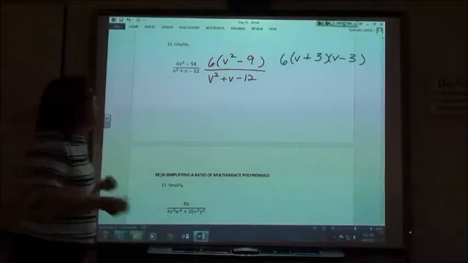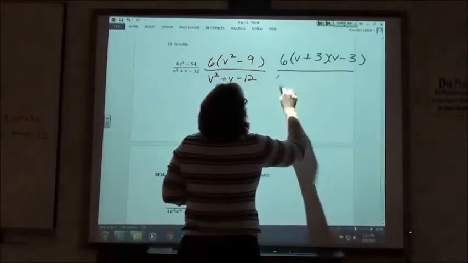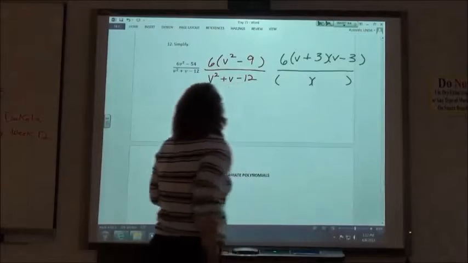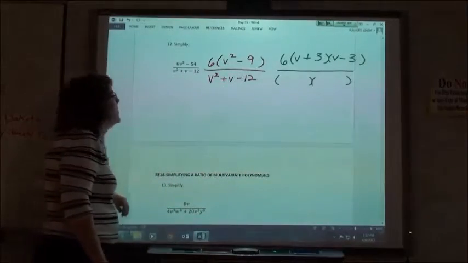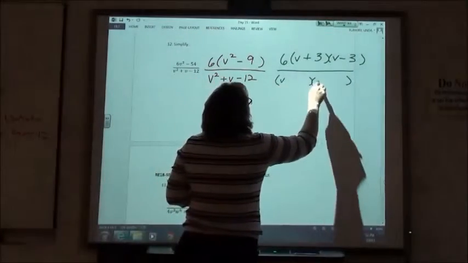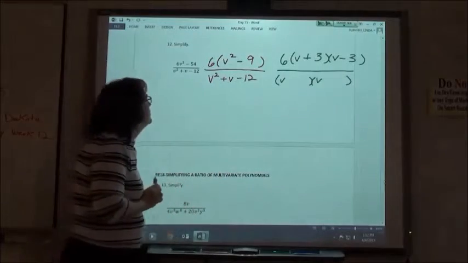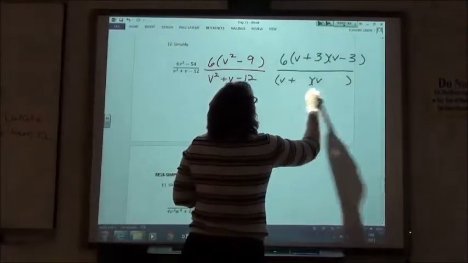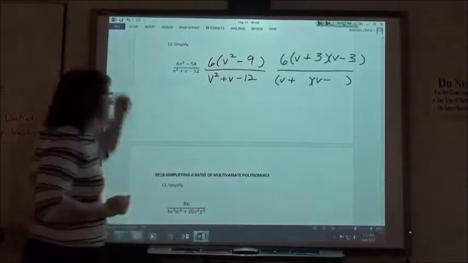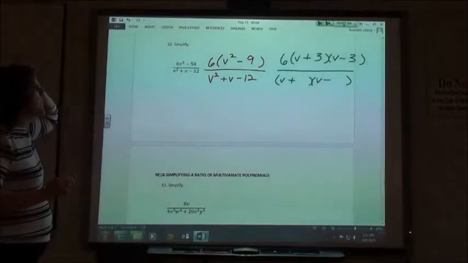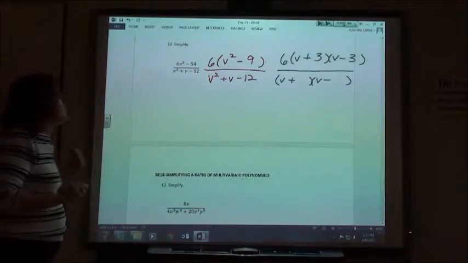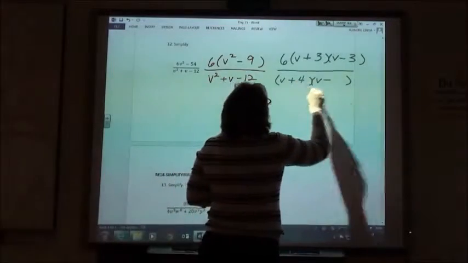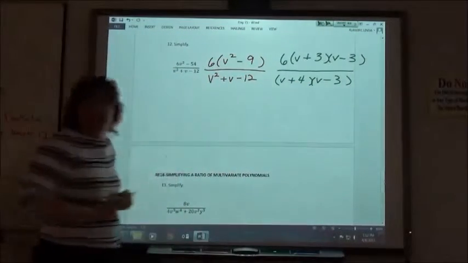Okay. On the bottom, factor. v and v. Last sign is negative, so we go a plus and a minus. And we go 4 and a 3. Plus 4 and a minus 3 give me a plus 1 in the middle, right?